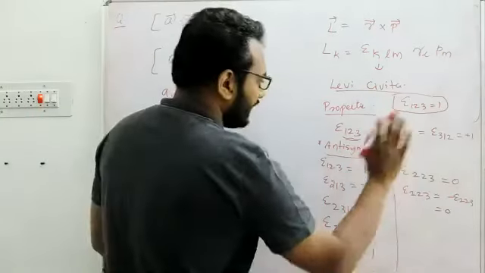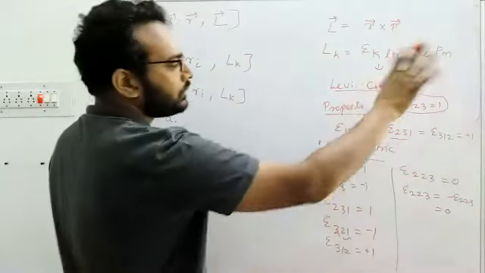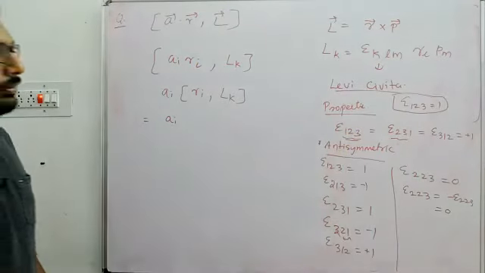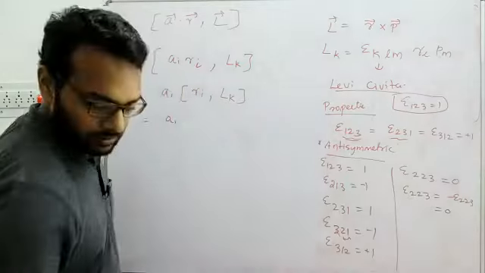Yes, sir. It's defined like this. You can remember the definition: epsilon 1, 2, 3 equals 1, and it's completely antisymmetric in all its indices. That's all you need to remember.